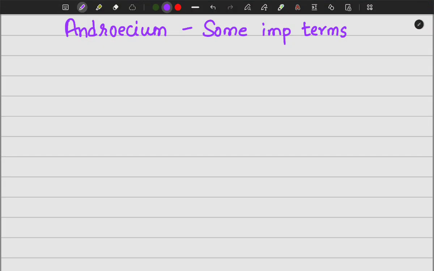Let us learn about some important terms related to Androecium. Now, if you remember, we studied about Androecium, which is the male reproductive organ of a flower, and the single unit is called a stamen. Single unit of Androecium is called a stamen, which is further made up of two parts, anther and filament, right?